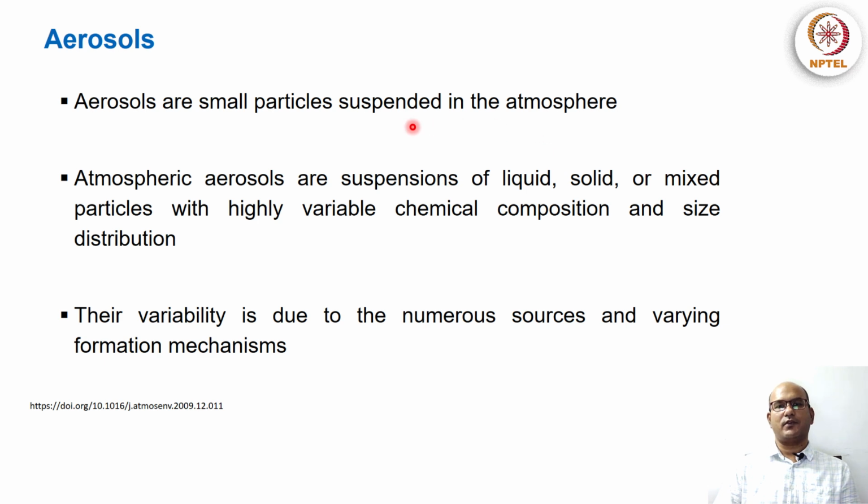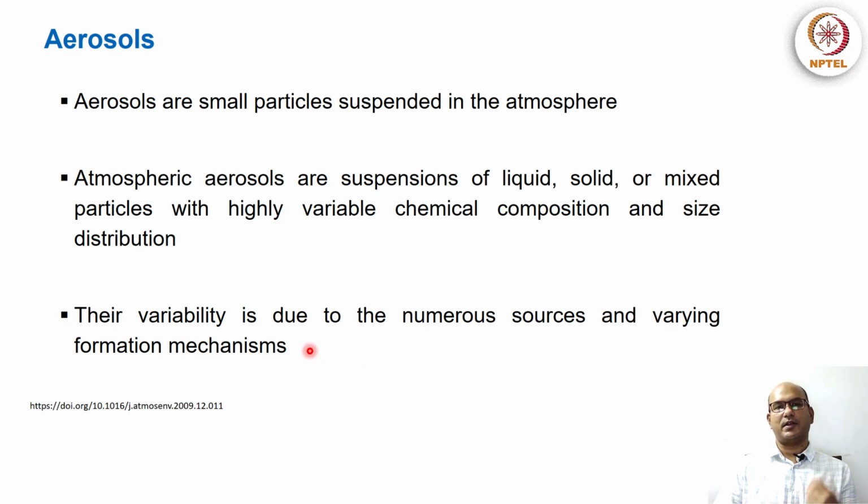As a recap, aerosols are small particles which are suspended in the atmosphere, and they are essentially a suspension of liquid, solid, or mixed particles with highly variable chemical composition and size distribution. And this variability is generally due to their different sources. You can have a cooking source, there can be a vehicular source which emits outdoor aerosols and they come inside. So the sources are different, so accordingly the aerosols will be different, and also the formation mechanisms.